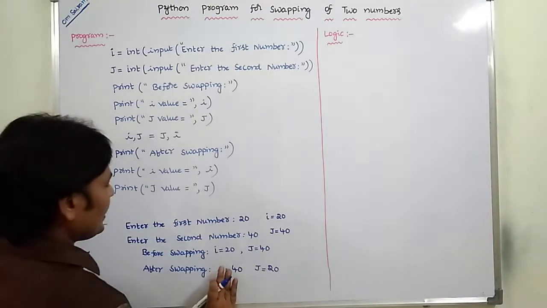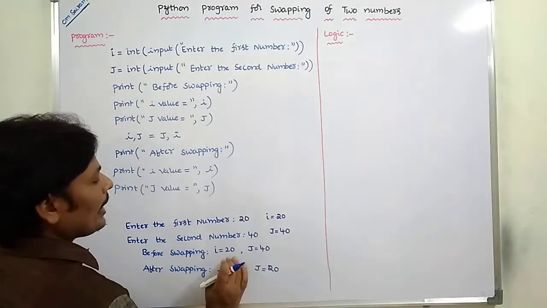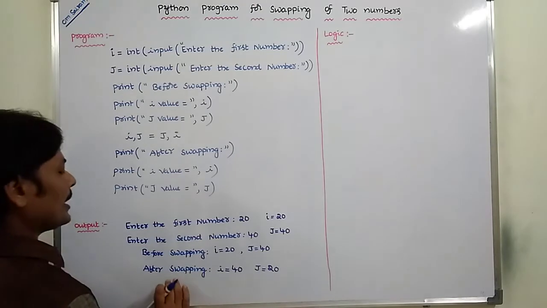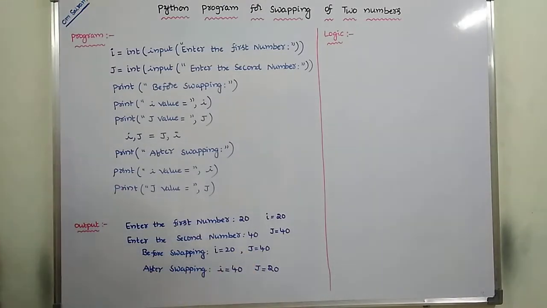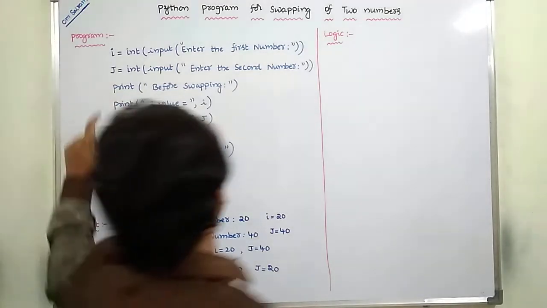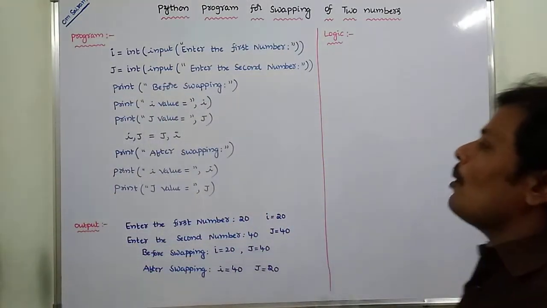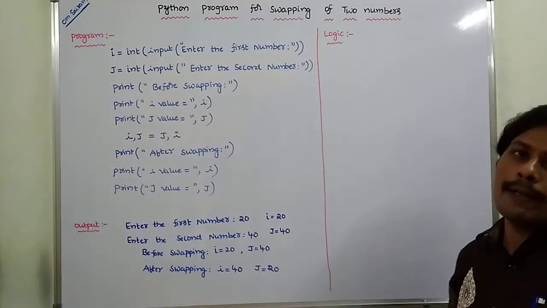So I am writing in this way. Before swapping I value 20, J value 40. After swapping I value 40 and J value 20. So this is the simple program. Now we are going to the logic.